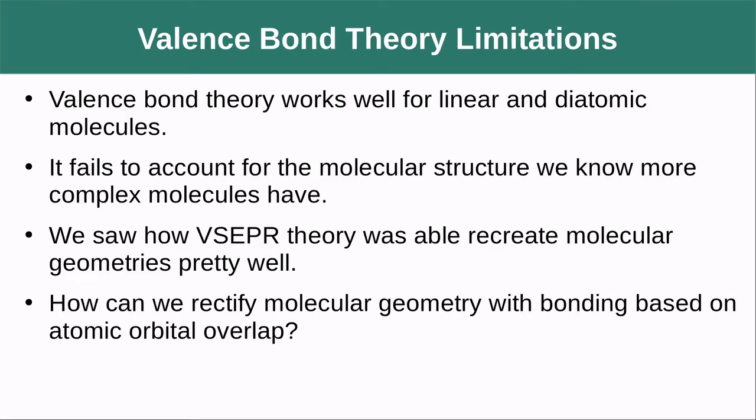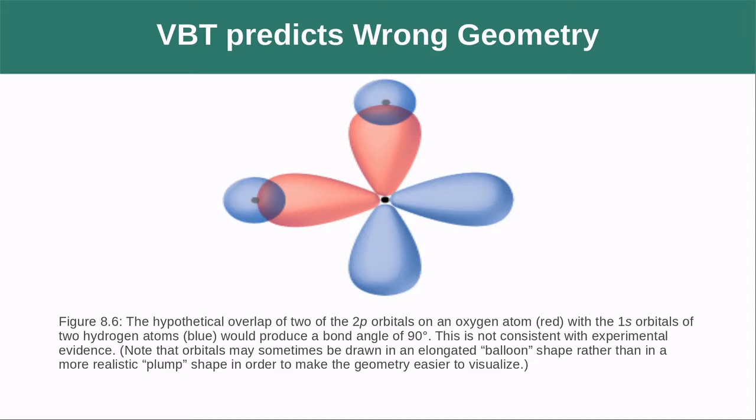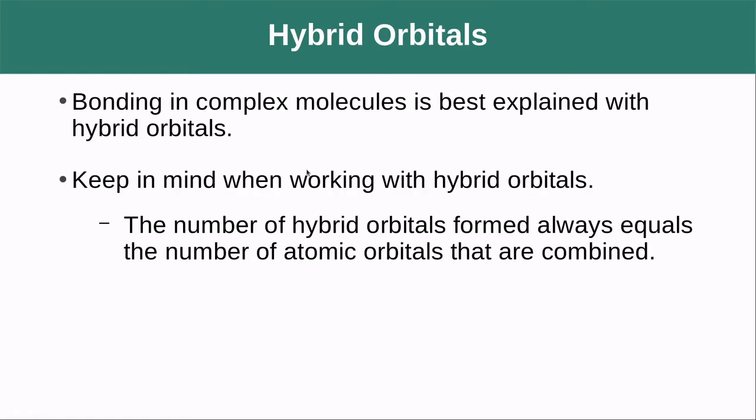We saw how VSEPR theory was able to recreate the molecular geometries pretty well. But how can we rectify molecular geometry with the bonding based on atomic overlap? So if we look at valence bond theory in the case of water, we get the wrong geometry. We see that these are about 90 degrees apart, and we know that to actually be closer to something like 104.